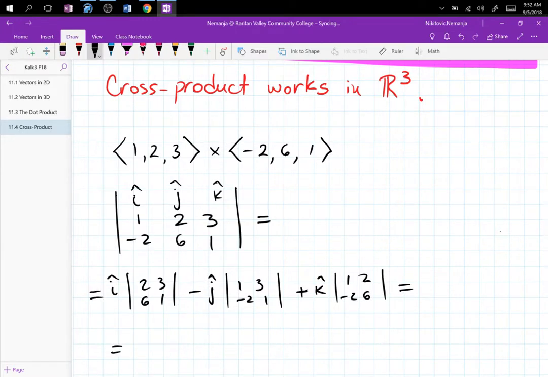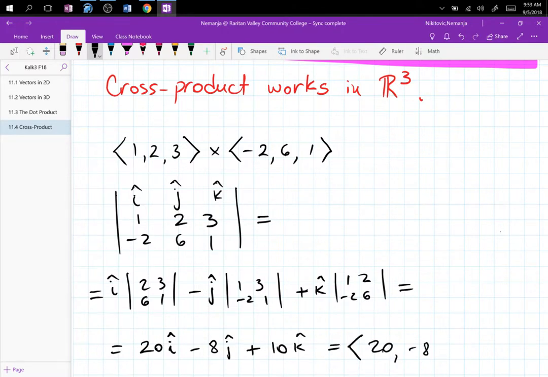2 times 1 is 2 plus 18 is 20, so we have 20i. Then we have 2 plus 6 is 8, so negative 8j. And then finally 6 plus 4, 10, plus 10k. You can put this in a vector, 20, negative 8, 10.